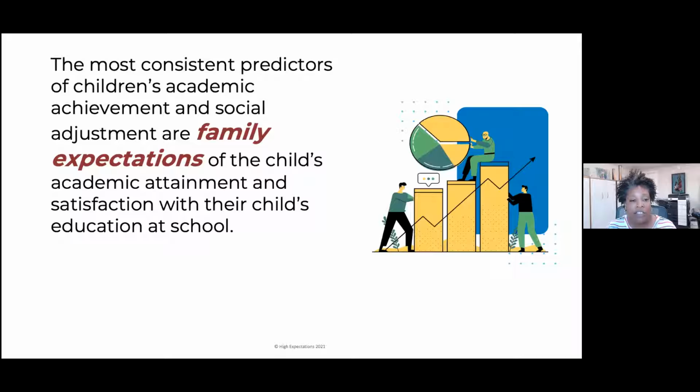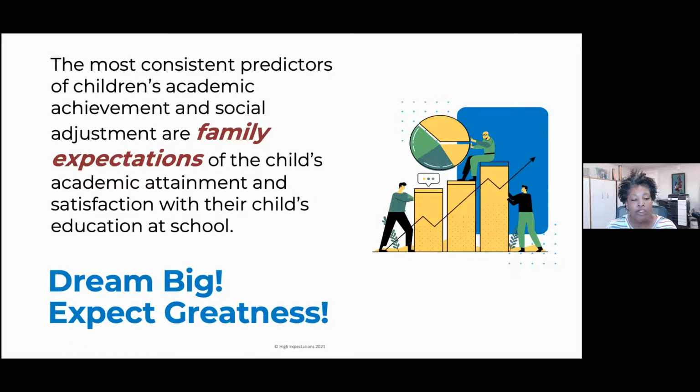Families' expectations, their hopes and dreams for their kids, is what predicts how well a child is doing. And you holding on to those expectations like a dog on a bone and being relentless about them, that we dream big, that we expect greatness, and that we tell ourselves every single day, we are absolutely enough.